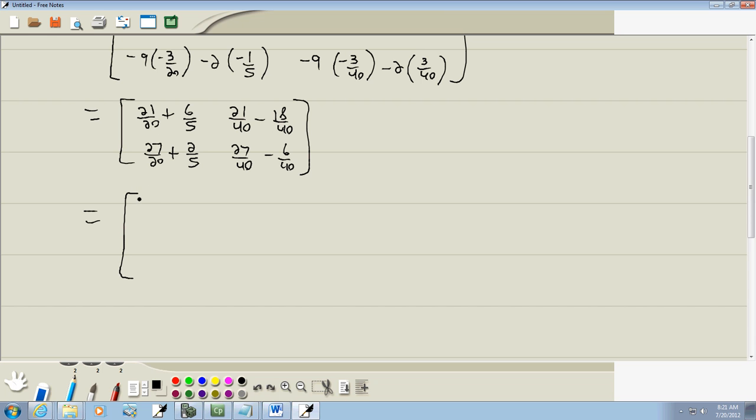Now I get a common denominator here, so this becomes 21 over 20 plus 24 over 20. Multiply top and bottom by 4. Now this already has the same denominator, so I subtract the top parts. 21 minus 18 is 3/40. Down here I want to get a common denominator, which would be 20. And multiply the bottom part by 4. You have to multiply the top part by 4. And this one has the same denominator. 27 minus 6 gives us 21/40.